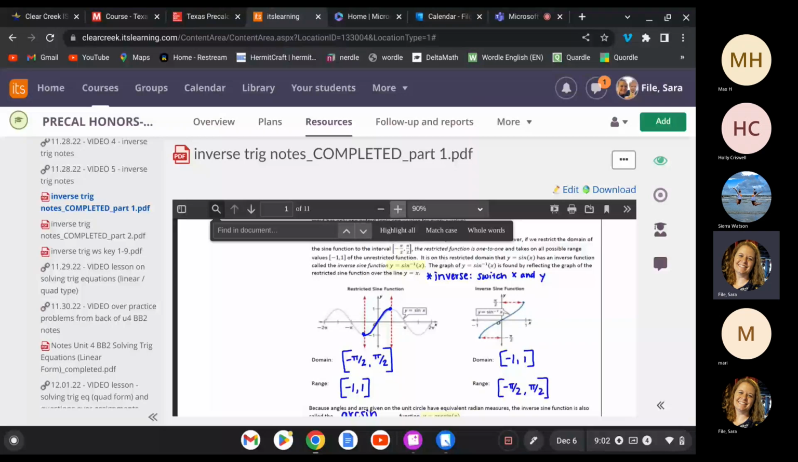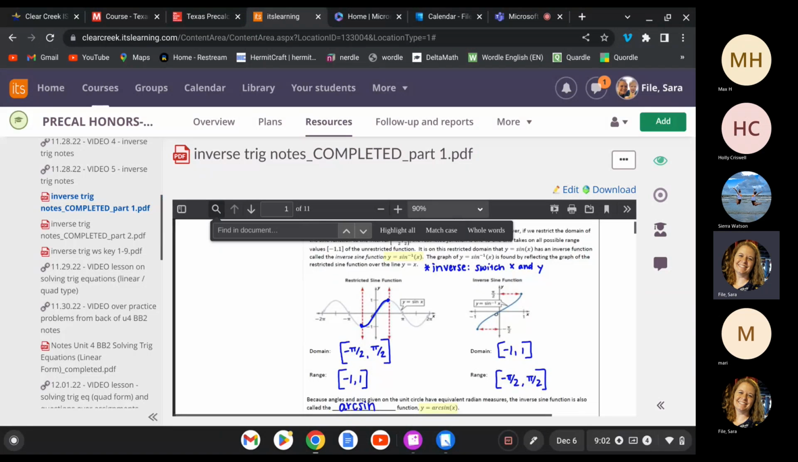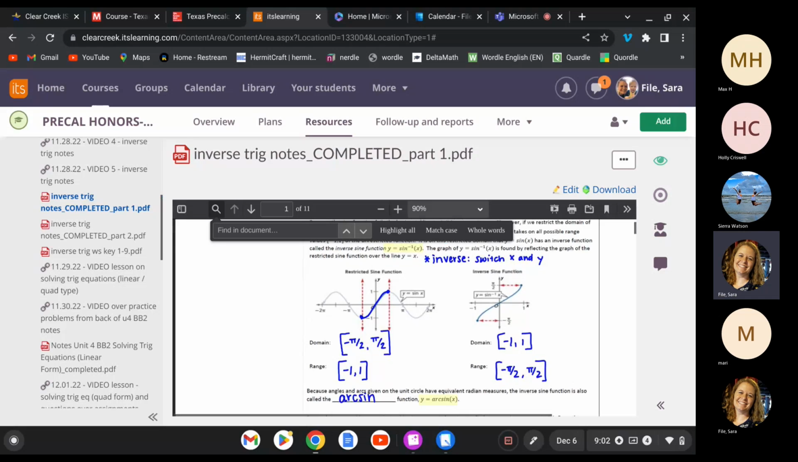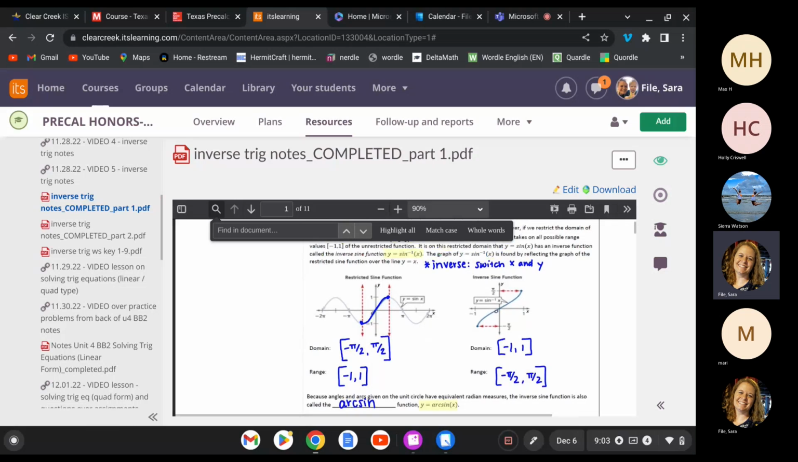So your y's were -1 to 1. On the inverse, that's your x's that go -1 to 1. On the original graph, your x's were the radian values, the angle values with pi. Now on the inverse, those are your y values. So it goes from -pi halves at the bottom to pi halves at the top. It's just that increasing curve left to right, kind of similar to the shape of the cubic, but it stops. It has endpoints. Okay, so that's the graph of inverse sine.